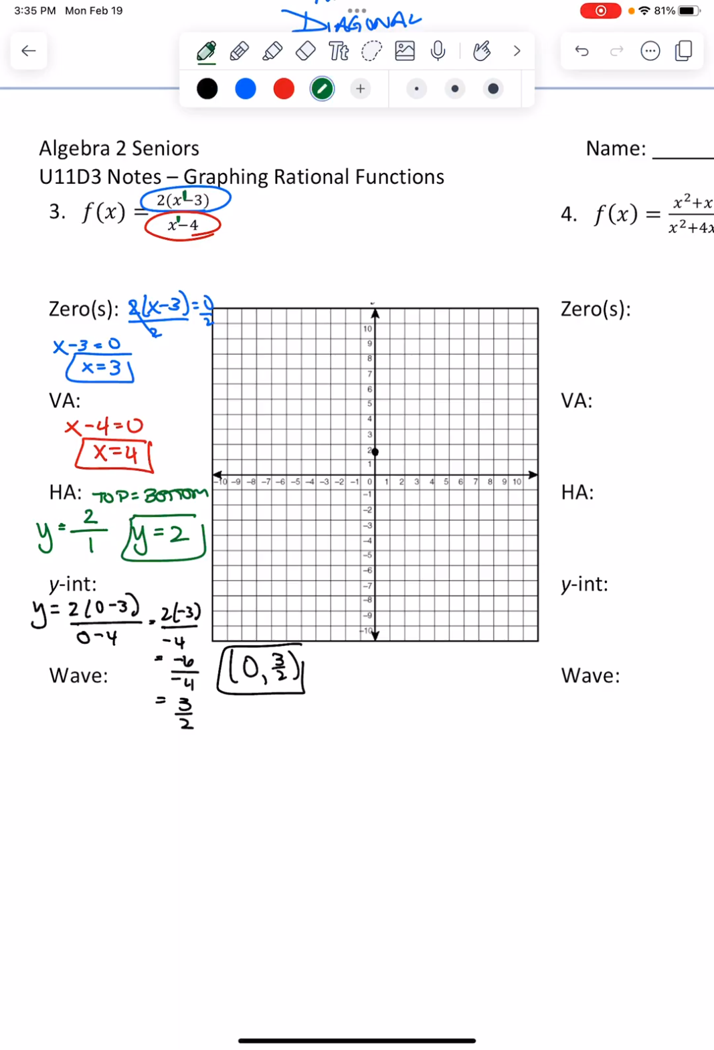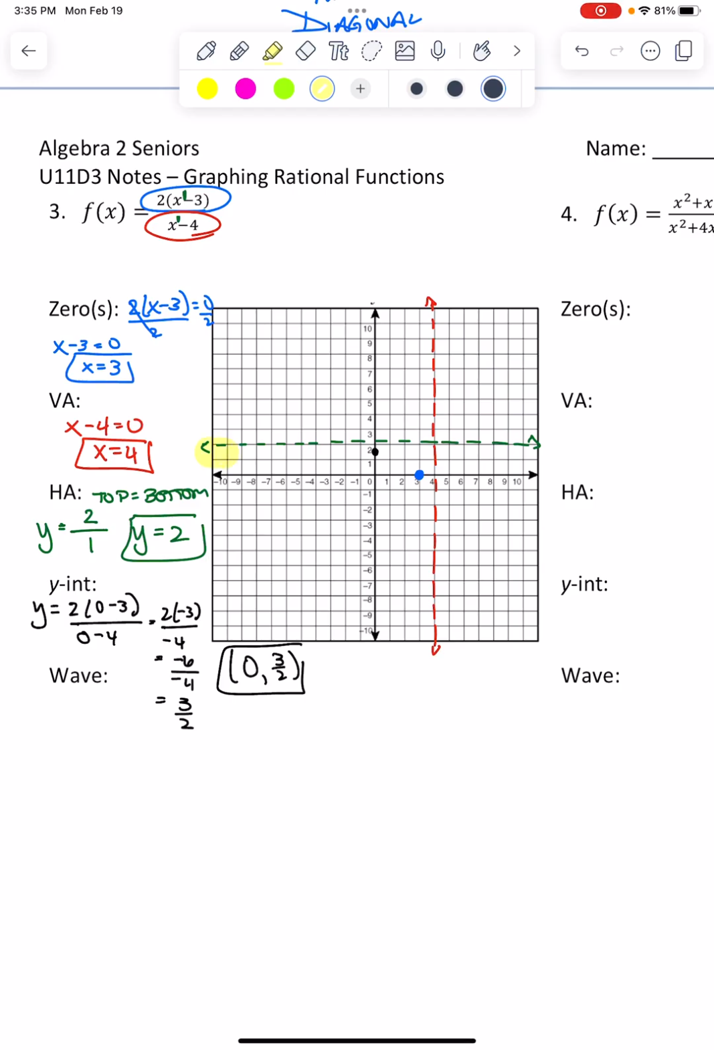And then our horizontal asymptote at y equals 2. Vertical asymptote at x equals 4. And then we have a 0 at 3. So right there. So now again, if we look, we have some points. We've got 2 points this time down in this quadrant, right? So that means that there's going to be a branch in that quadrant. So let's draw that in.